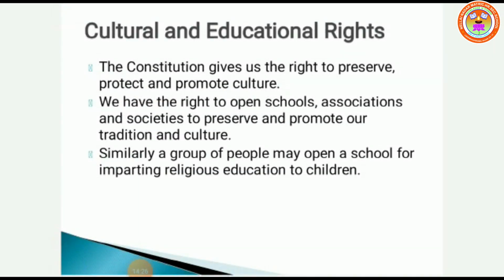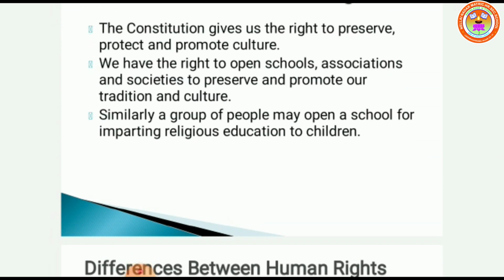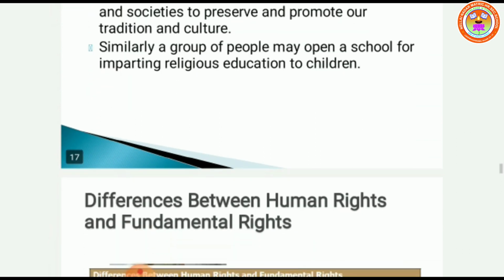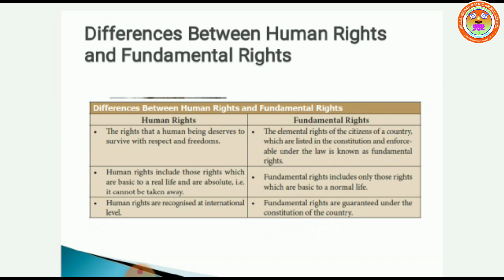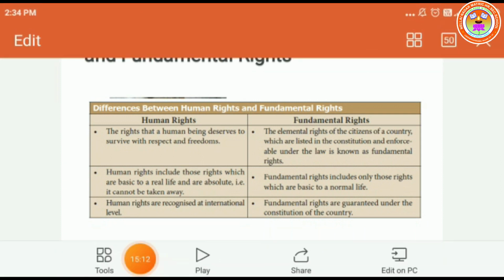Cultural and educational rights. The Constitution gives us the right to preserve, protect and promote culture. Cultural and educational rights say we have the right to open schools, associations and societies to preserve and promote our tradition and culture. If you want to promote your culture or tradition, you can start any school or association to develop that particular tradition or culture. Similarly, a group of people may open a school for imparting religious education to children. That can also be done in India. You have absolute rights.